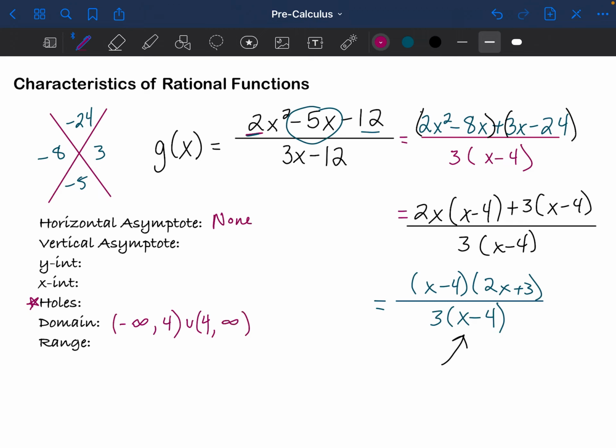So since I can't plug in 4 for x, that means we either have a hole or we have a vertical asymptote. I know this is a hole because I'm able to remove this x minus 4, right? Removable discontinuity. So that means we're going to have a hole at x equals 4. All right, the range, well, we already mentioned that there's no horizontal asymptote. So if we were to plug in a really big negative number, the function would go down to negative infinity. If we were to plug in a really big positive number, the function would approach positive infinity.